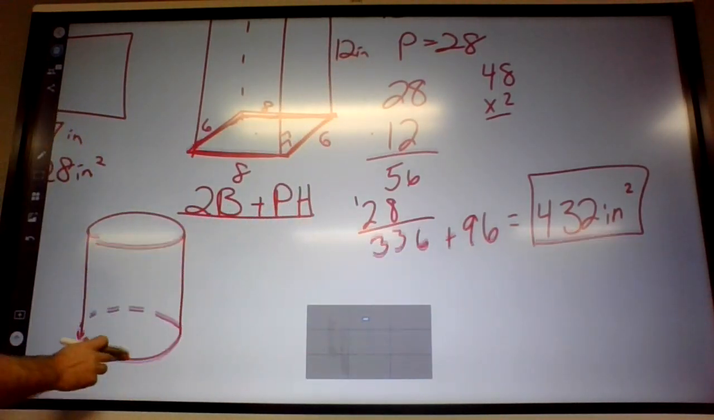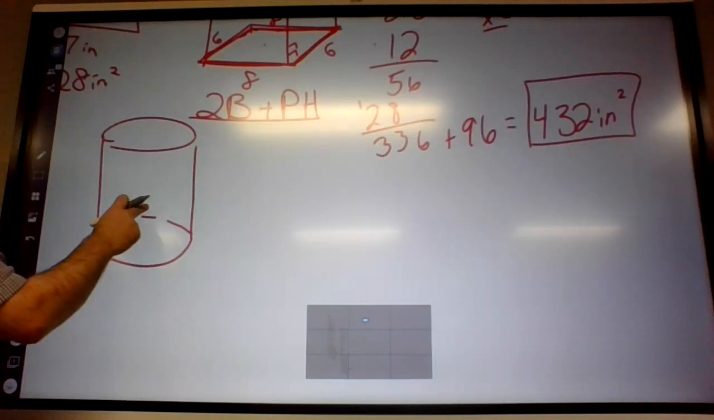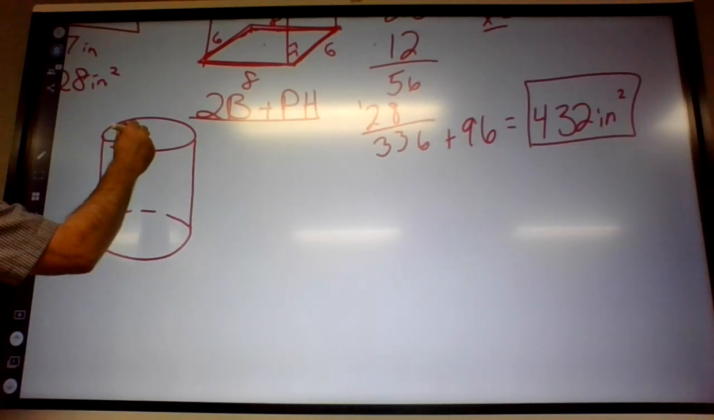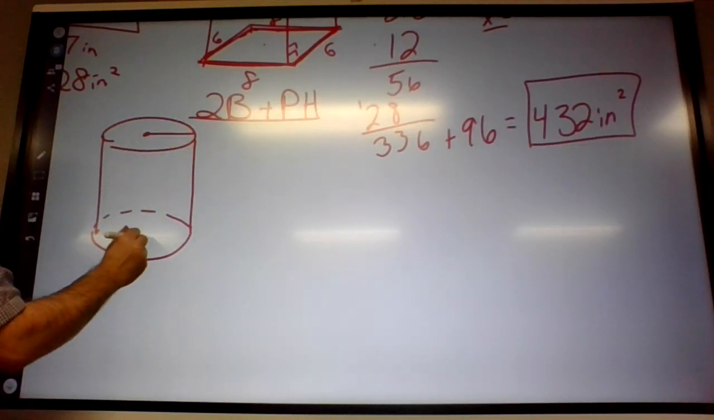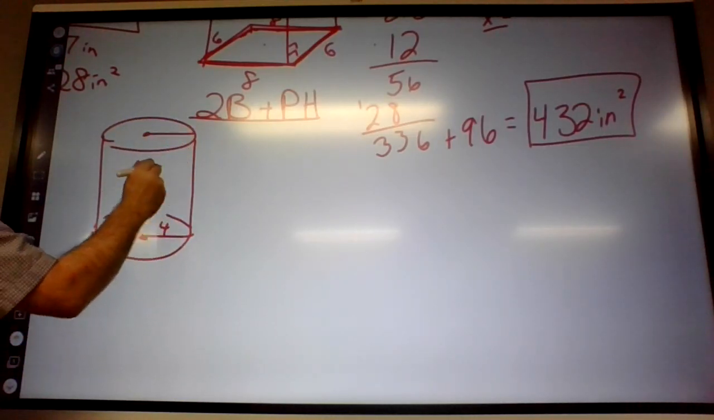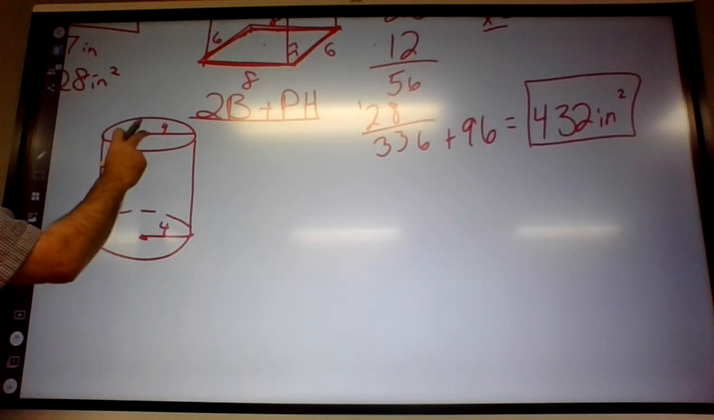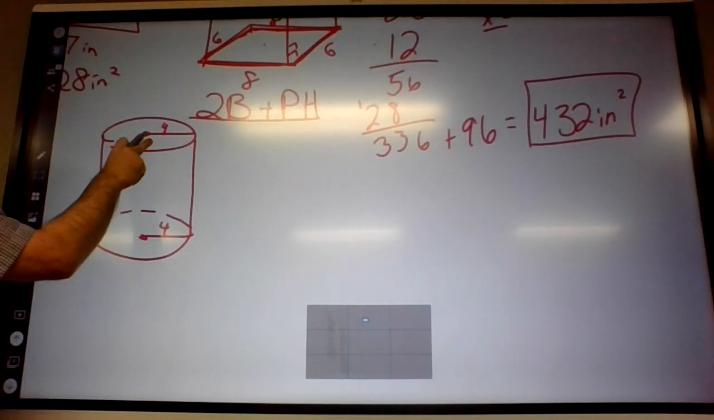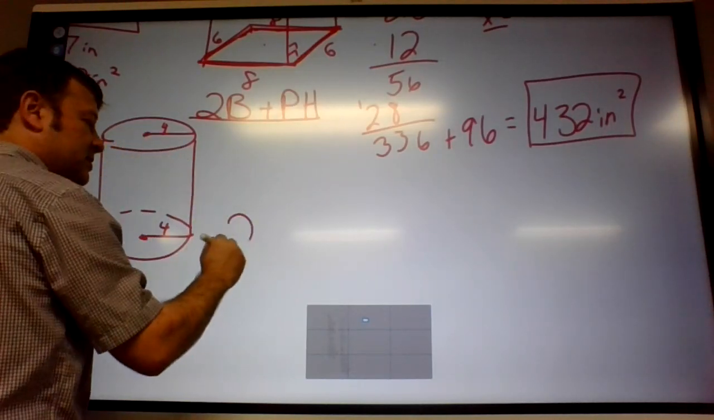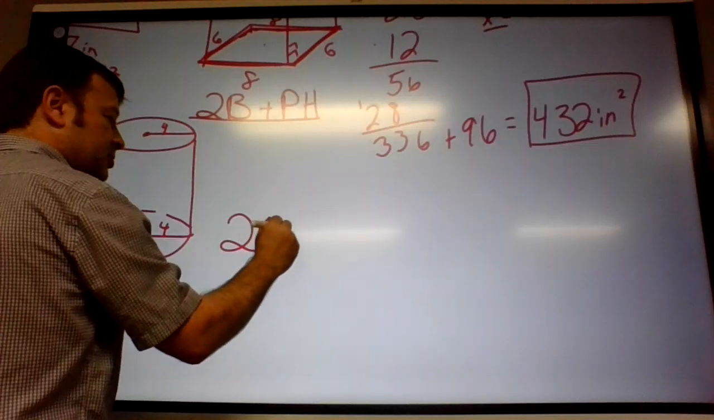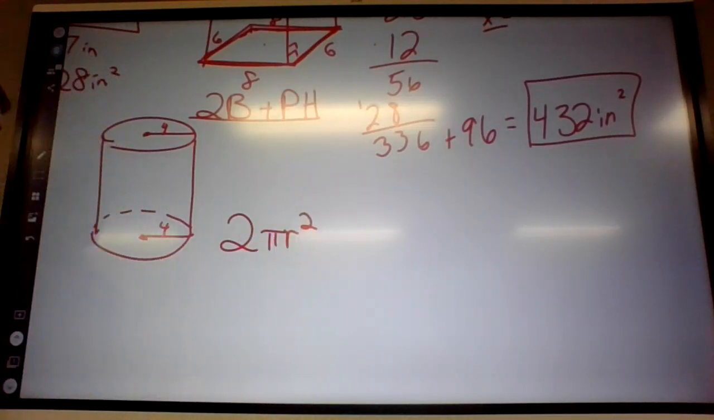Now, for a cylinder, it's kind of the same idea. It's got two identical bases. I'll make up some numbers here. And it's got a lateral surface. How do we find the area of a circle? Pi r squared. So one of the circles would be pi r squared. So both of the circles is 2 pi r squared.